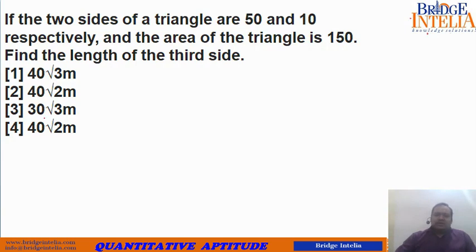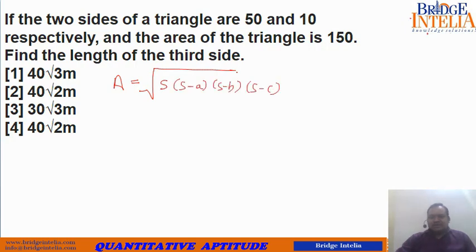One way is to use Heron's formula, because you already know the values for two sides. What was Heron's formula? Area is equal to under root of s into s minus a into s minus b into s minus c, where s is the semi-perimeter. So this is one way. If you take this way, you are bound to solve this. But the problem is, it takes time. So let's take a smarter, easier approach.